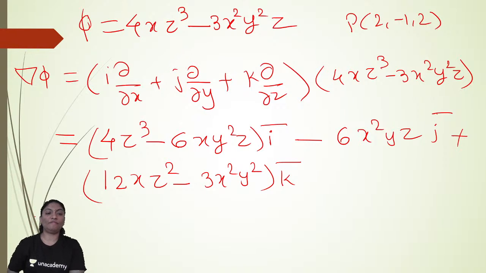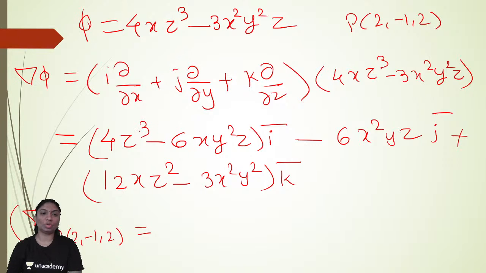Okay. So del phi at point P (2, -1, 2) is equal to, what is our z? z is equal to 2. So 2 cube is 8, 8 into 4 is 32, minus, your x is equal to 2, 6 into 2 is 12, minus 1 square is 1, so 12 into 2, 24. 32 minus 24 i bar.